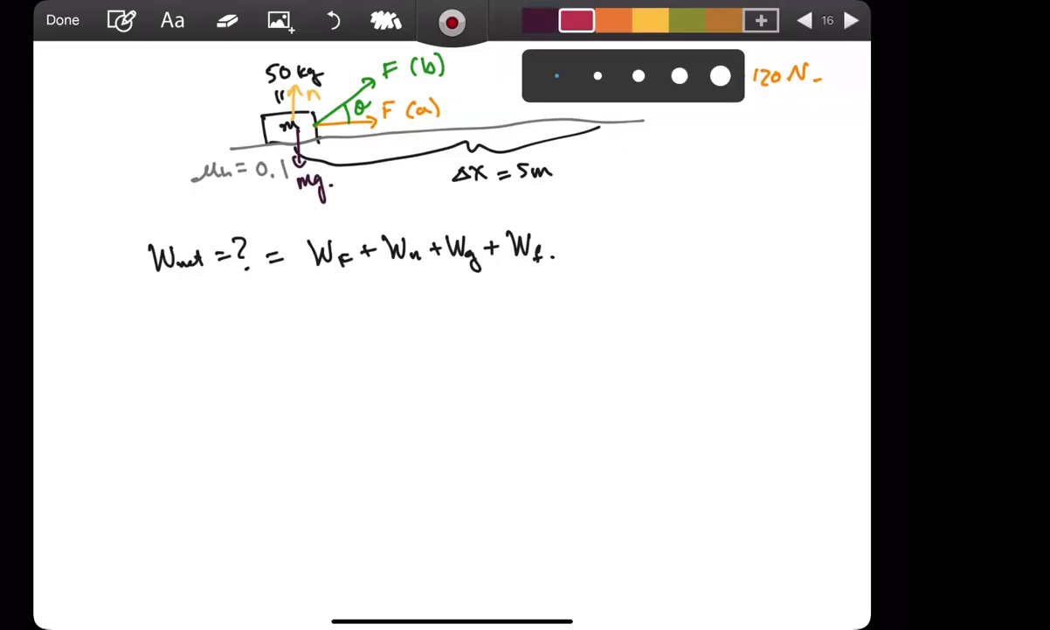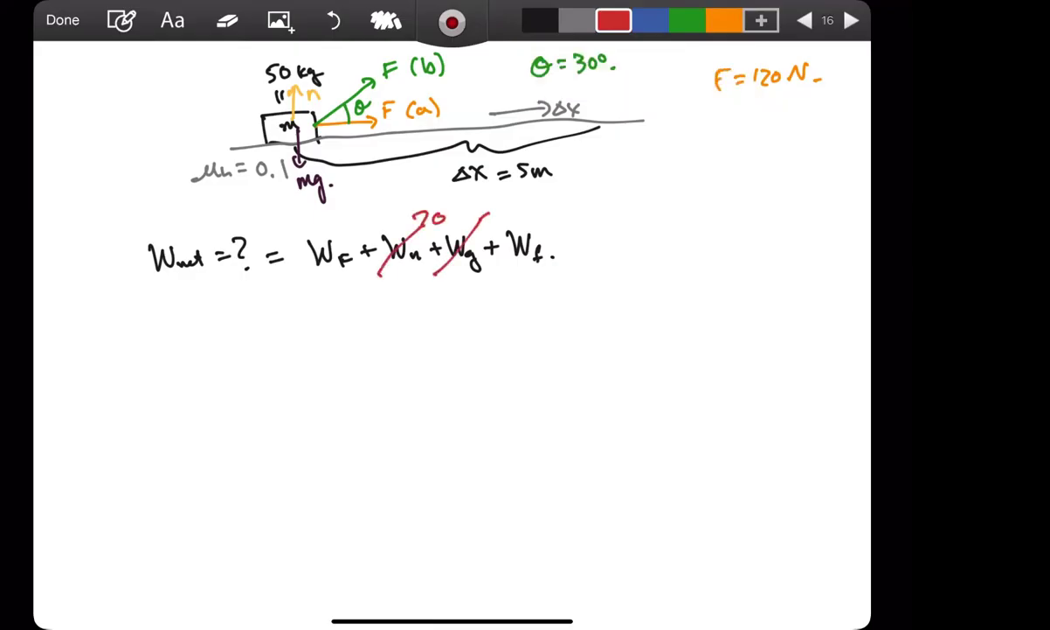Now, also pay attention to the fact that my displacement, let me draw it on here, is going to be to the right. That means the angle between my displacement and the gravitational force is 90 degrees, and the angle between my normal force and my displacement is also 90 degrees, which means those two simply give me zero work. So this boils down to the work done by the force plus the work done by the friction. So good.